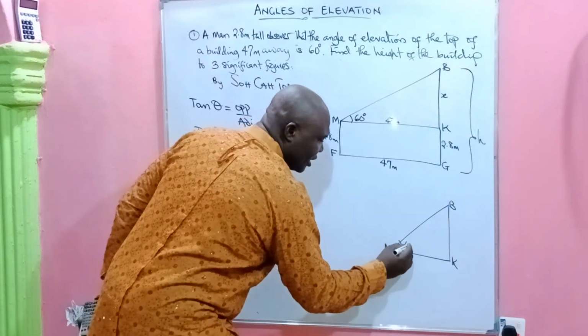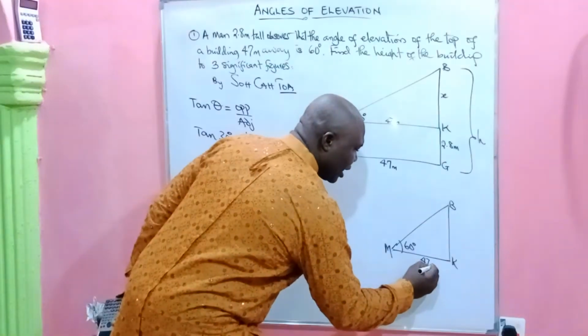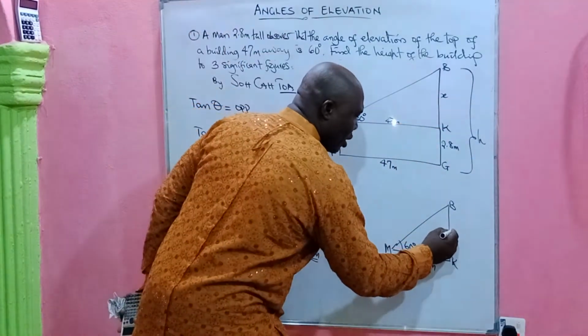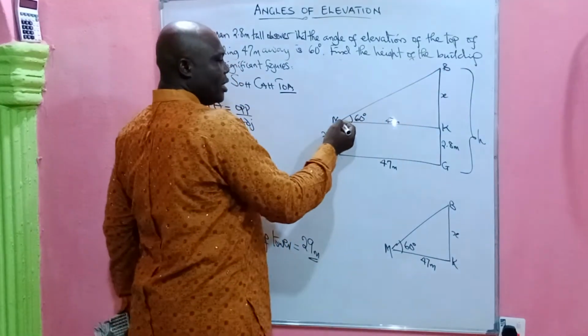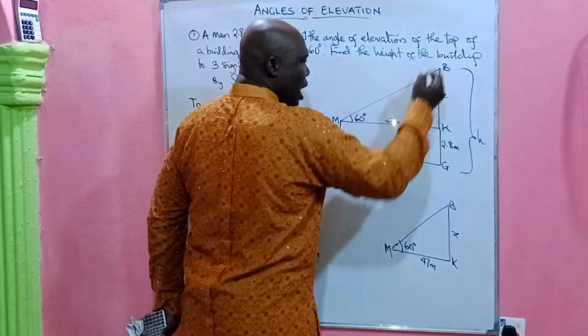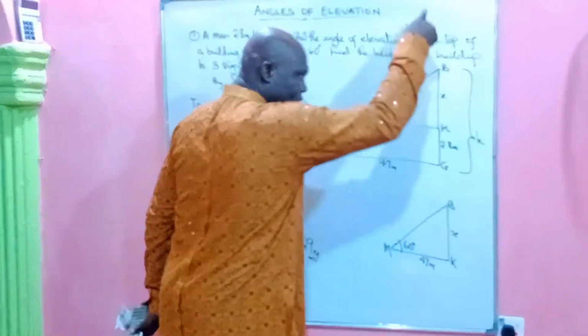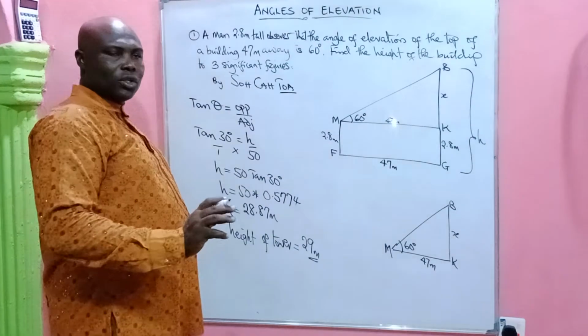Here was given as 60 degrees. Okay, so we've known here to be 47 meters. I want to calculate small x. So we only extracted the triangle out, leaving the rectangle. We extracted the triangle out, x here, so that we can find the value of x and then add 2.8 to give us the height of the building. That's all we need to do.